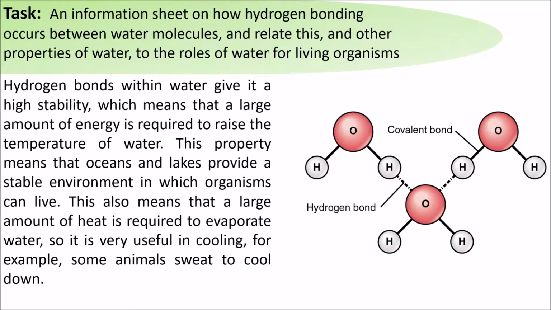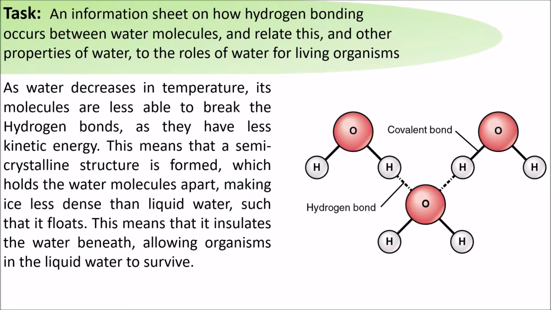Hydrogen bonds within water give it high stability, which means that a large amount of energy is required to raise the temperature of water. This property means that the oceans and lakes provide a stable environment in which organisms can live. This also means that a large amount of heat is required to evaporate water, so it is very useful in cooling. For example, some animals sweat to cool down.